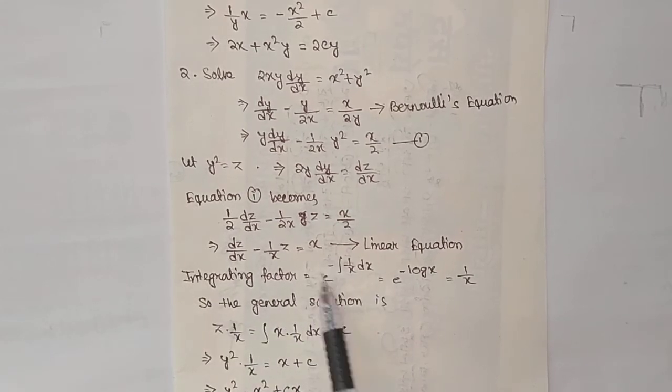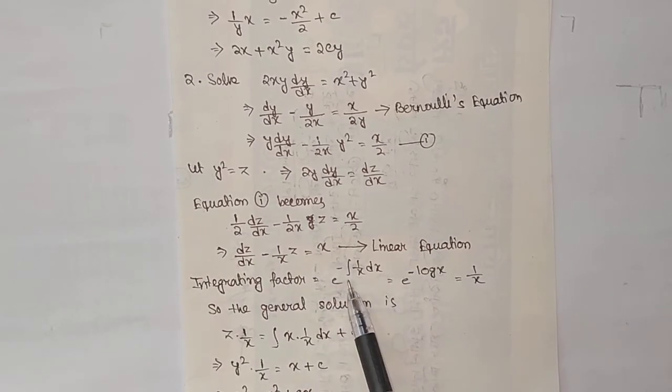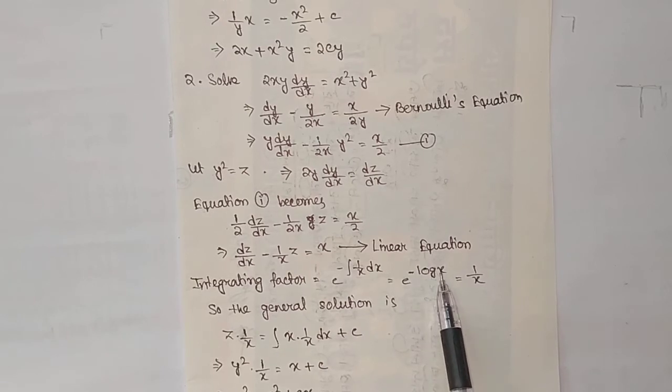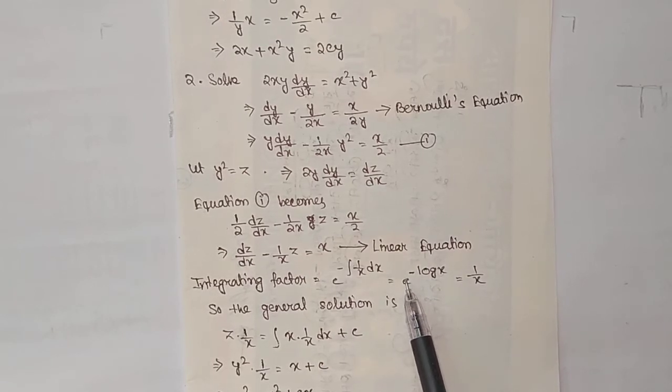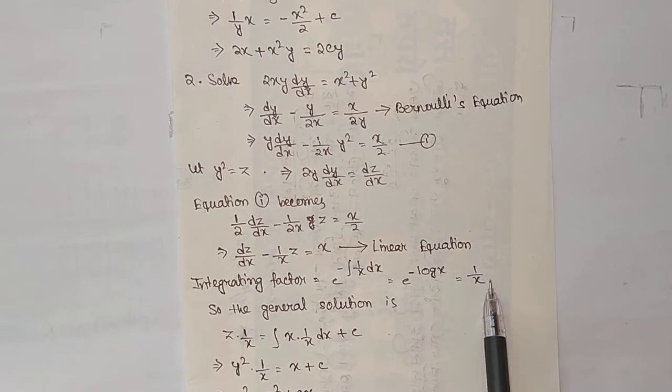So what is the integrating factor? The integrating factor is e^(∫-1/x dx). So e^(-∫1/x dx) means e^(-log x). This can be written as e^(log(1/x)). So this is 1/x. This is the integrating factor.